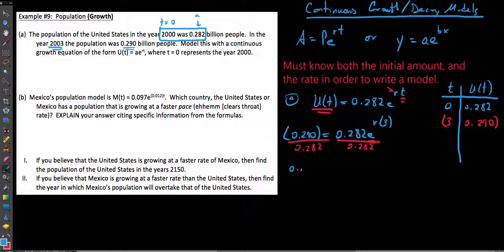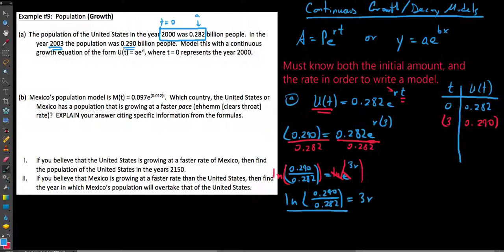So we get 0.290 over 0.282, and this is equal to e to the 3r. Because we have isolated our base here, I'm going to wrap both sides up and take the natural log of both sides in order to use our inverse property. Then the natural log of 0.290 over 0.282 is equal to 3r, where now all we have to do is divide this by 3, and that isolates r.